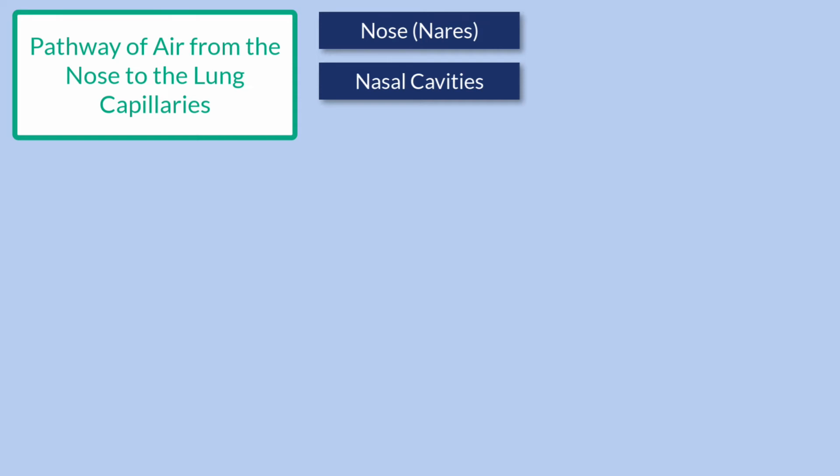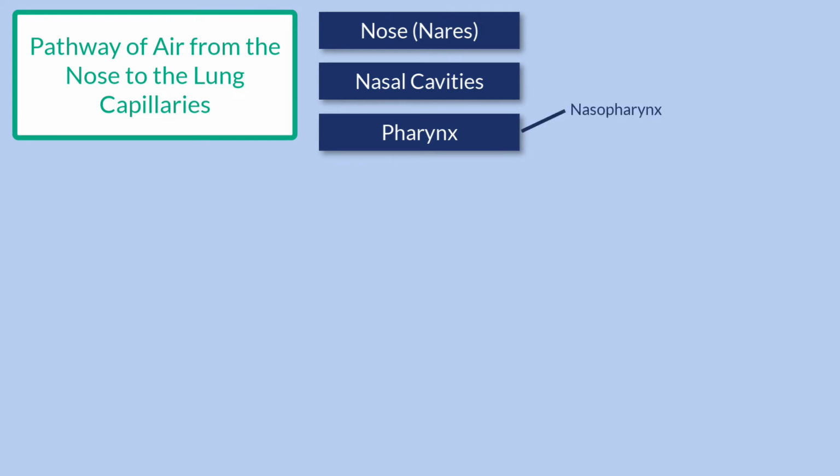The air then reaches the pharynx, which has three divisions. The first is the nasopharynx, which contains the pharyngeal tonsils or adenoids. The second part of the pharynx is the oropharynx, which contains the palatine tonsils. The third part of the pharynx is the laryngopharynx, which serves as a passageway for food from the mouth and air from the nose. It is divided into the larynx and the esophagus.